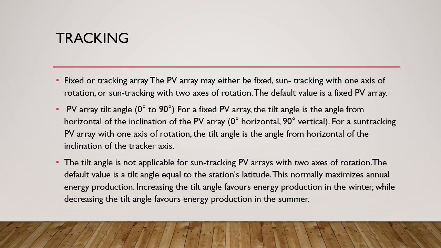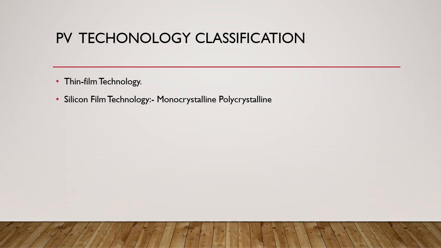The default value is a tilt angle equal to the station's latitude. This normally maximizes annual energy production. Increasing the tilt angle favors energy production in the winter, while decreasing the tilt angle favors energy production in the summer. Now let us go through the PV technology and classification.